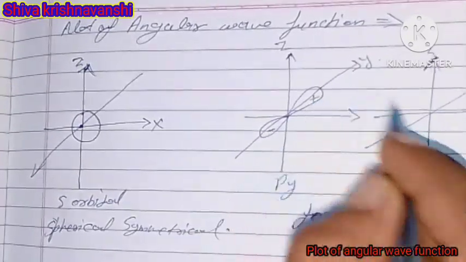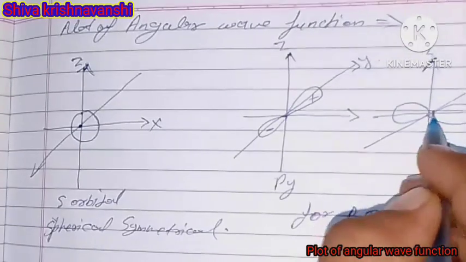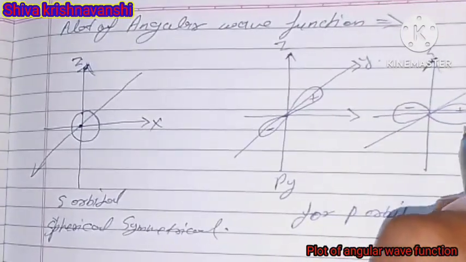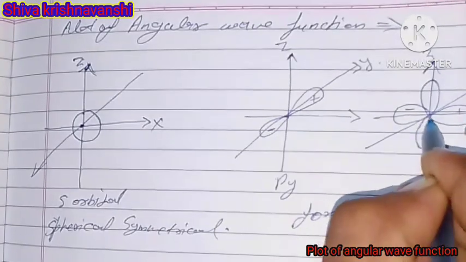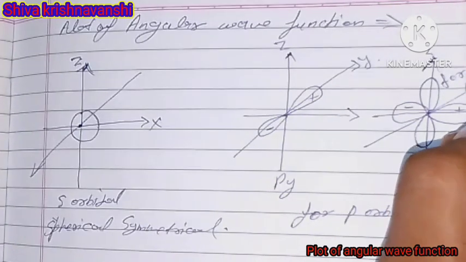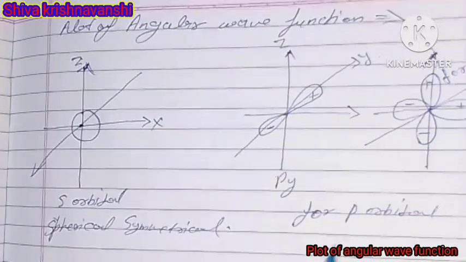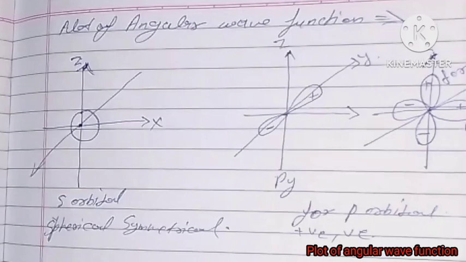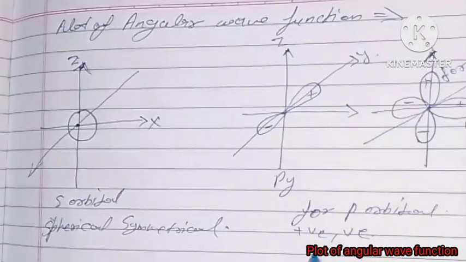This is minus, this is plus, in the x-axis, for px. Minus, plus. And for z-axis, for pz, this is the plus, this is the minus. Orbital positive sign and negative sign show plus and minus orbital wave in the particular region. This is for p orbital.